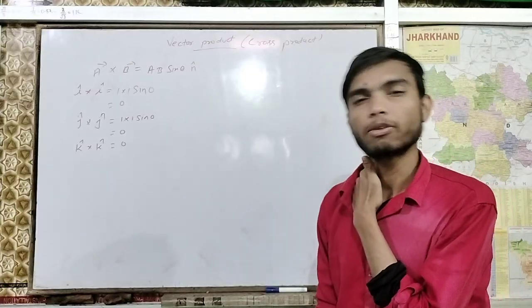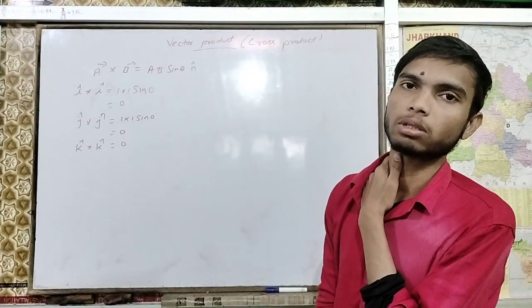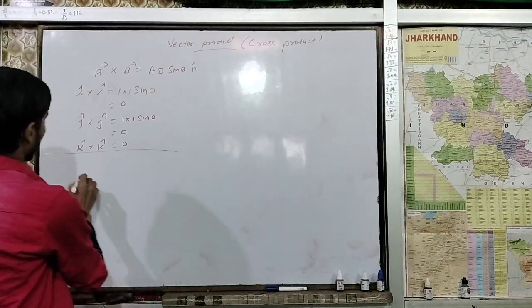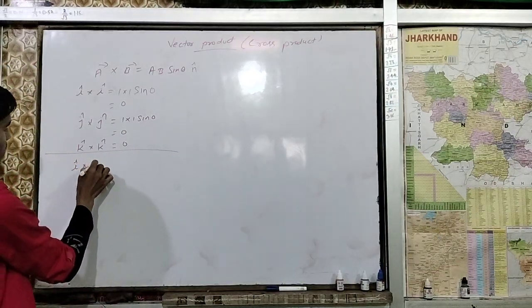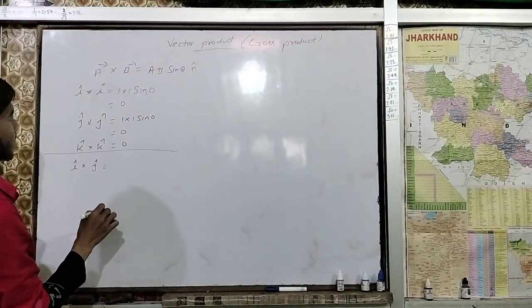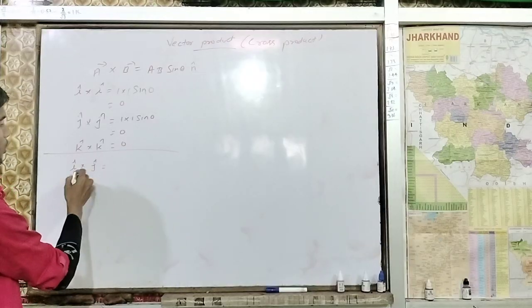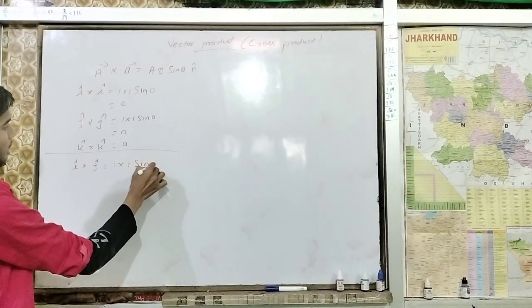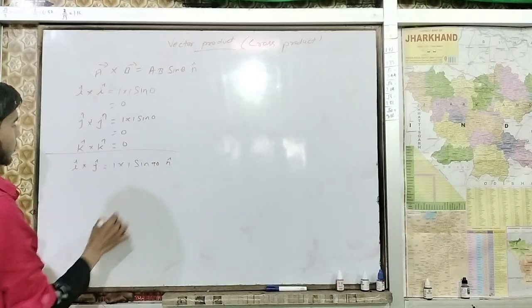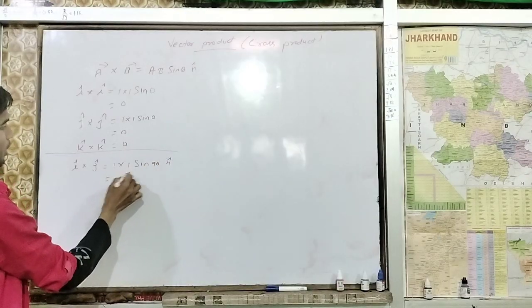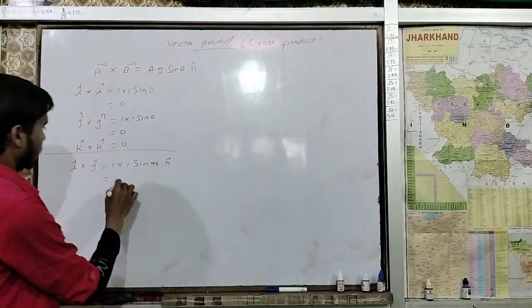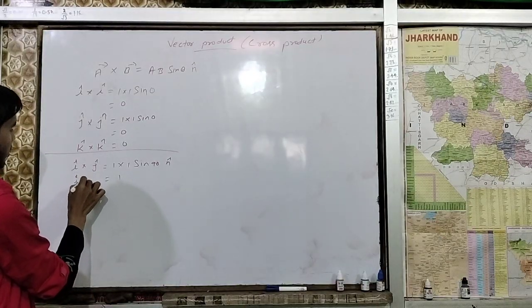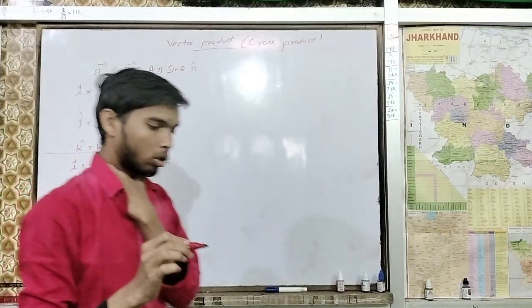But what if we take two different components, for example i cap into j cap. In that case, magnitude of i is 1, magnitude of j is 1, sine 90 is 1 and n cap 1. Sine 90 is 1, again 1, n cap.